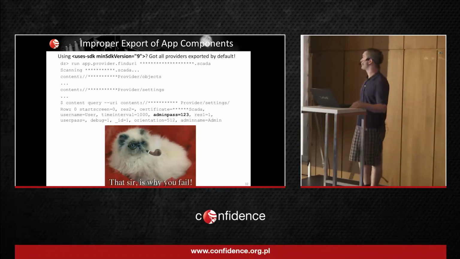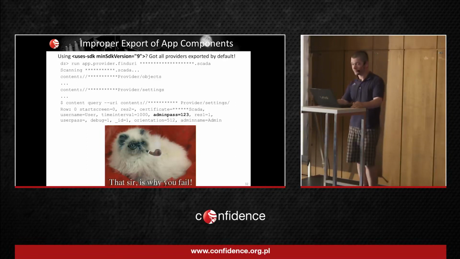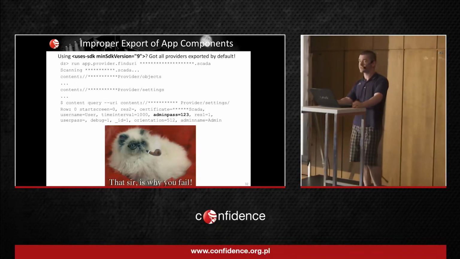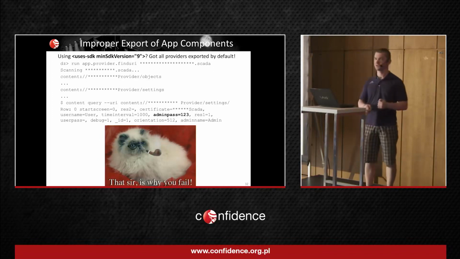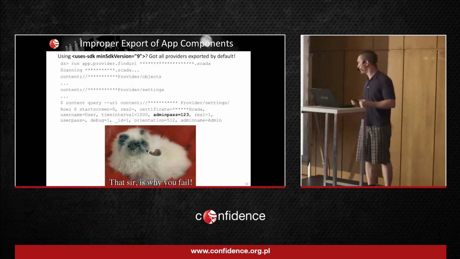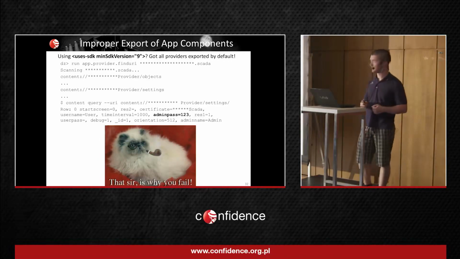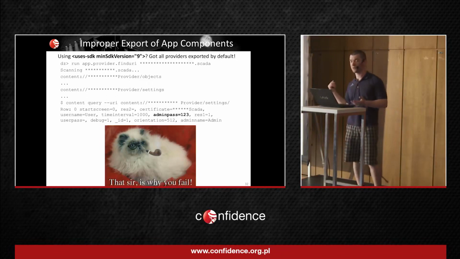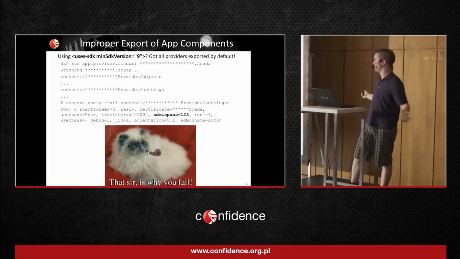Another example is improper intent export. In one application, we found that the minimum SDK version was set to 9. That means that all intents were exported to public. So any other application can use this application's intents and try to communicate with it. They can connect to its database using this intent and change the data in the database or just wipe it out.